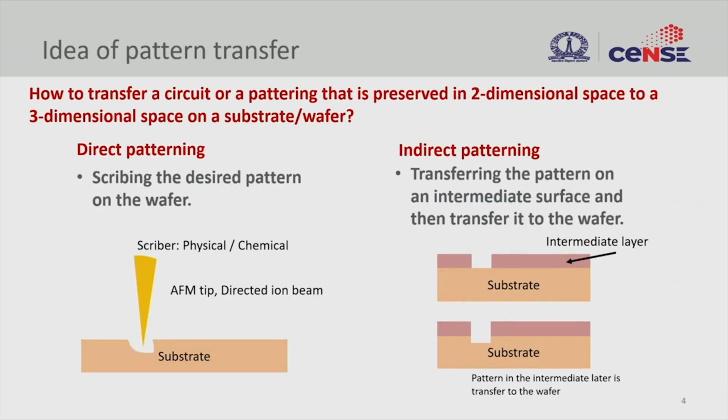So we saw the importance of pattern transfer. So now let's look at why or how this direct patterning and indirect patterning is done. So how are we going to transfer a two-dimensional structure into a three-dimensional structure onto the wafer? When you imagine a circuit, we imagine in a two-dimensional fashion, or even we draw these structures in two dimensions. But how do we transfer this onto the wafer, which is going to be a three-dimensional feature?